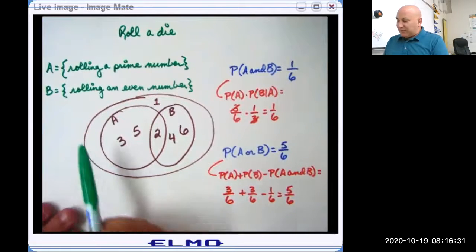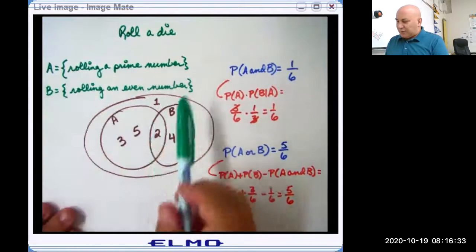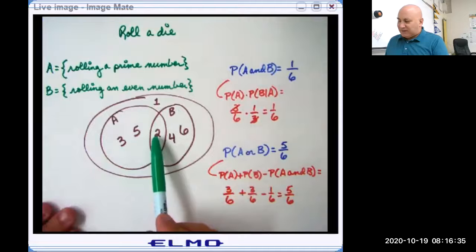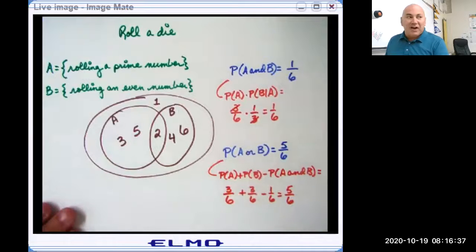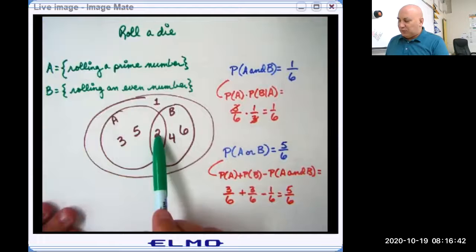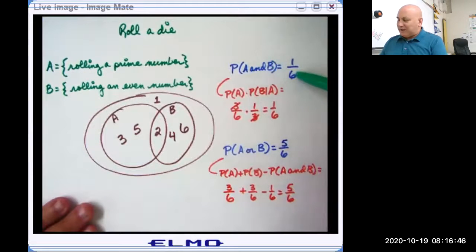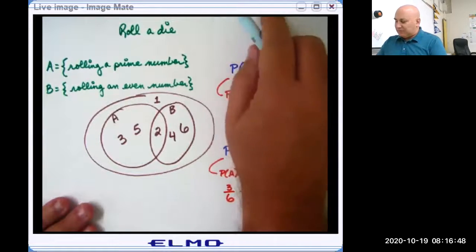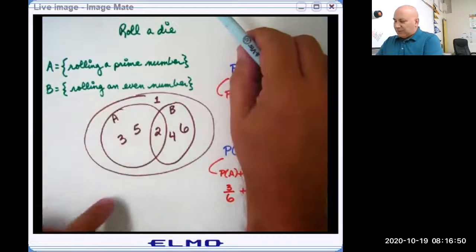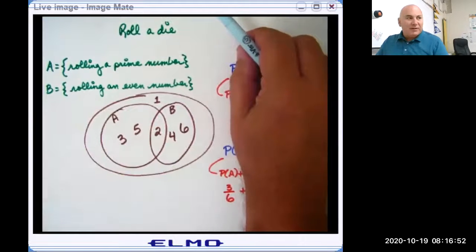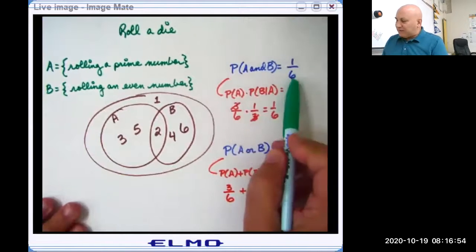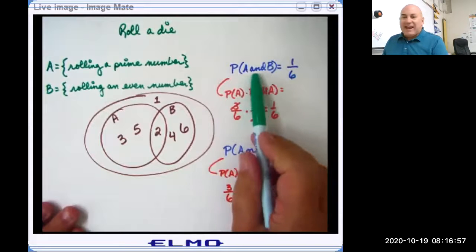Here's an example. Let's let event A be rolling a prime number. So A over here consists of rolling a 2, a 3, or a 5. And let's let event B be rolling an even number. That's a 2, 4, or 6. What's the probability of A and B? You can tell by looking. There's 6 numbers total. There's only one of them that's both, so it's 1 out of 6. That's an A and B.